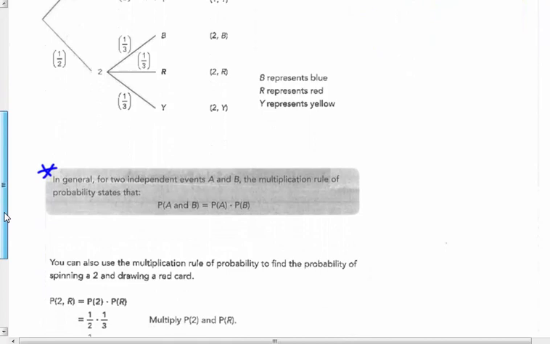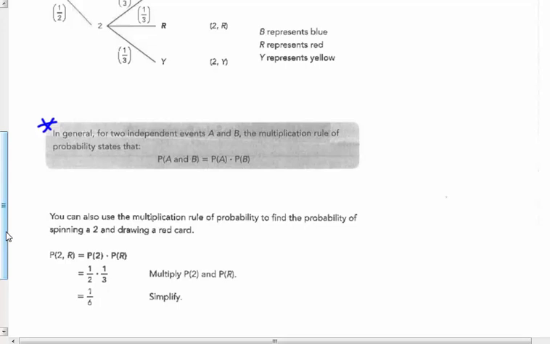In general, for 2 independent events, A and B, the multiplication rule of probability states that the probability of event A, that's the spinner, and the probability of event B, that's picking the card, to find their total probability, you multiply what's the probability of getting a 2 on the spinner times the probability of getting, for instance, a yellow card. So you're going to multiply the individual probabilities of each event.